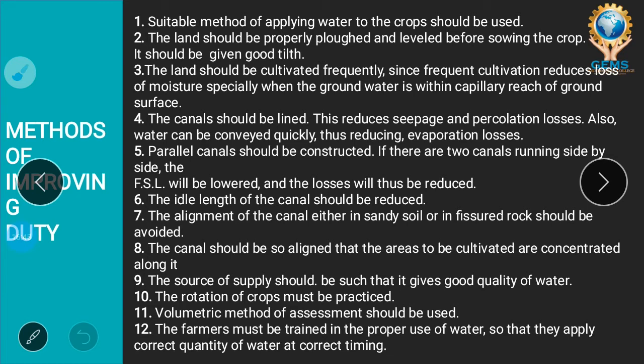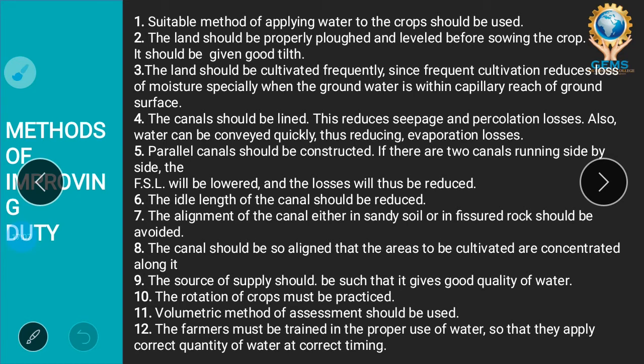Next, the volumetric method of assessment should be used. How much water you supply at regular intervals for a required crop, that is volumetric assessment, which should be taken care of. Next, farmers must be trained in the proper use of water so that they apply the correct quantity of water at the correct time.